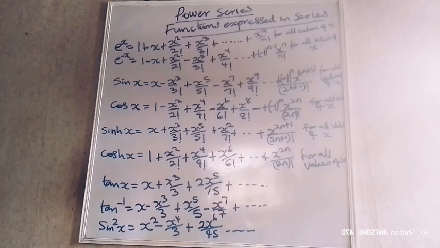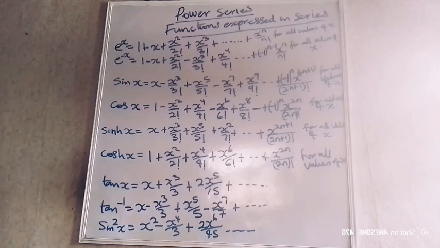Cos x will be 1 minus x squared over 2 factorial plus x raised to power 4 over 4 factorial minus x raised to power 6 over 6 factorial plus x raised to power 8 over 8 factorial. So minus 1 raised to power n multiplied by x raised to power 2n over 2n factorial for all values of x.